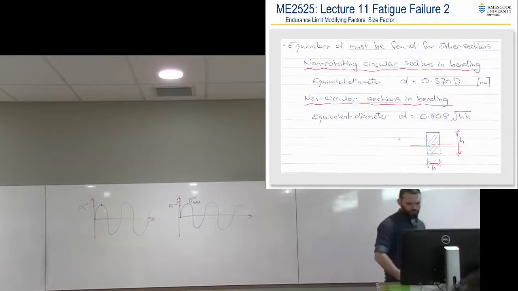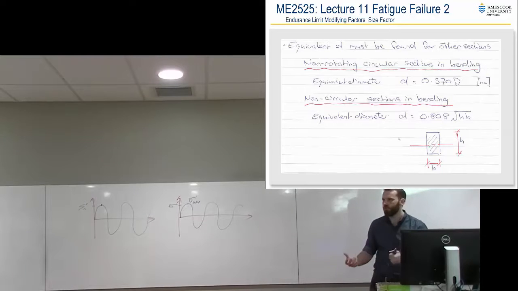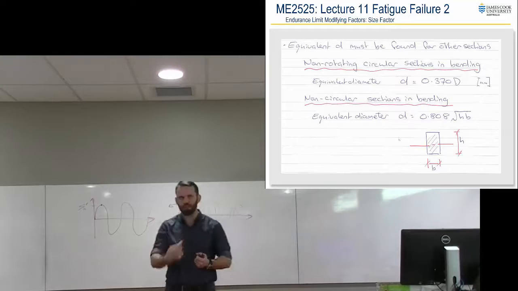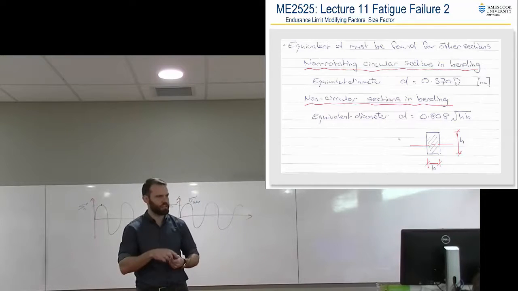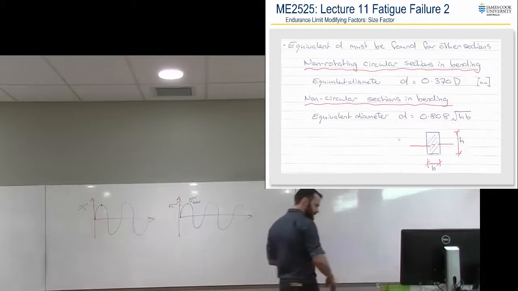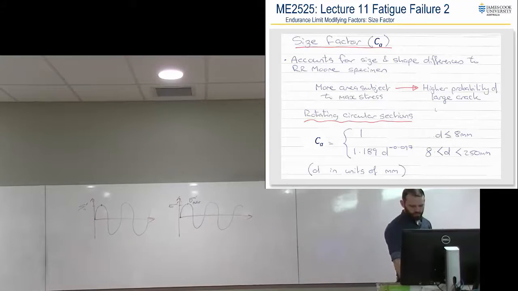Okay, so once again, if you have that geometry, this is not rotating, this is like our rectangular beam with force goes down, force goes up, force goes down, force goes up. You can calculate your equivalent diameter, and then you can calculate your CA using this equation.